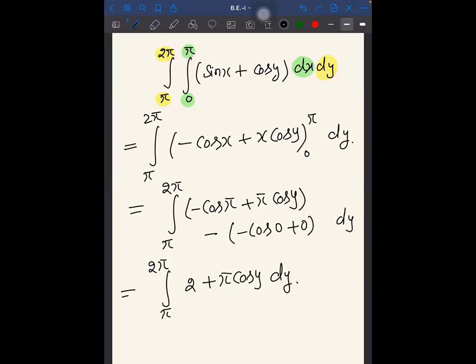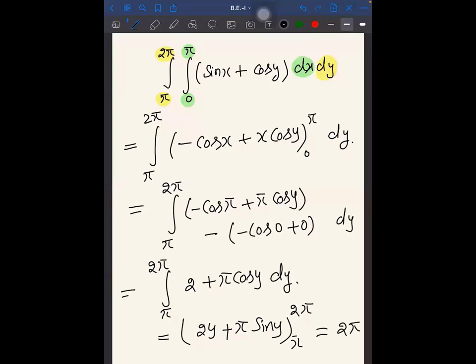Yes, sir. Okay. So now this becomes what? 2y plus pi sine y, from pi to 2 pi. So now, can you do it? Yes, sir. 2 pi. Okay, answer, sir. Fair enough?